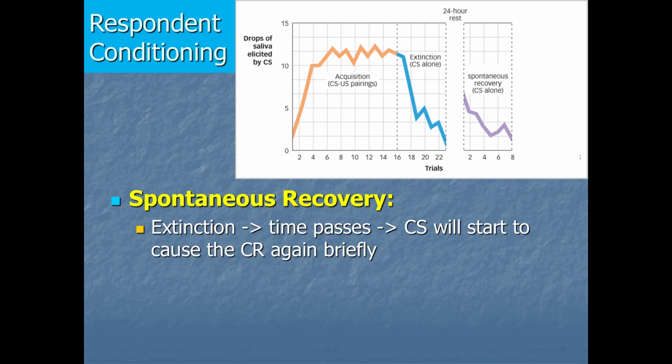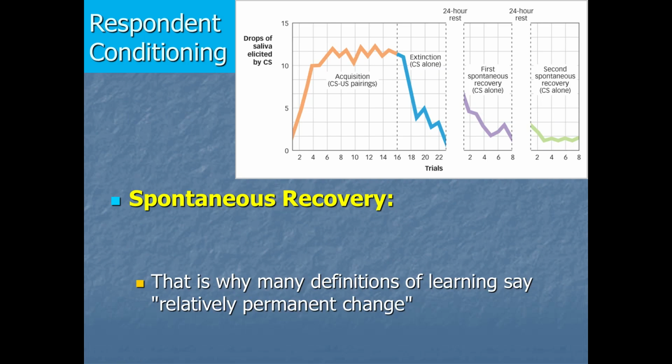That said, the CR will quickly extinguish back down to nothing after just a few exposures to the CS without the unconditioned stimulus, without the meat. So if you keep doing this, you're doing the tuning fork, it might make them drool for the first couple trials on this new day, but it doesn't take long before it causes little to no drooling again. And indeed, this same thing will continue for a while.